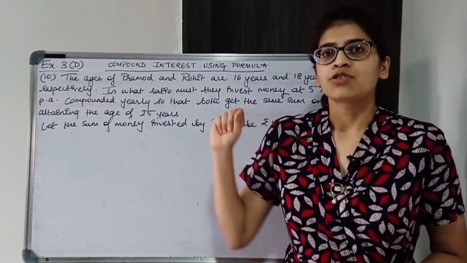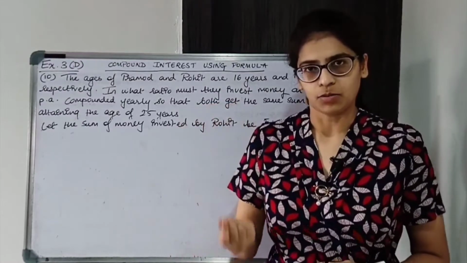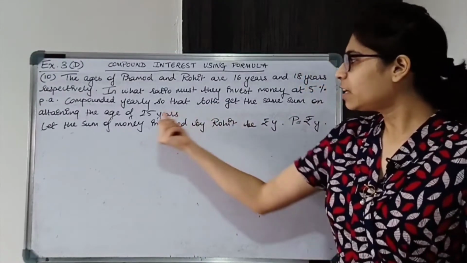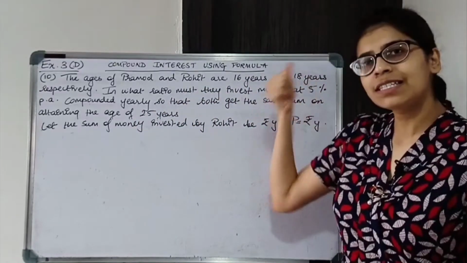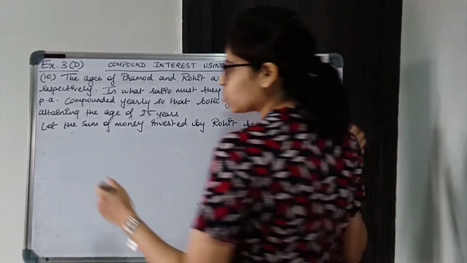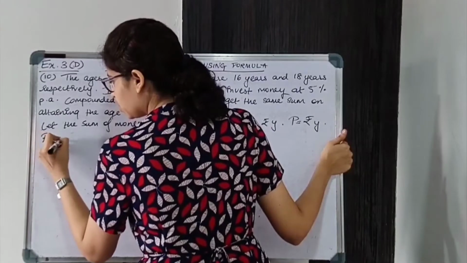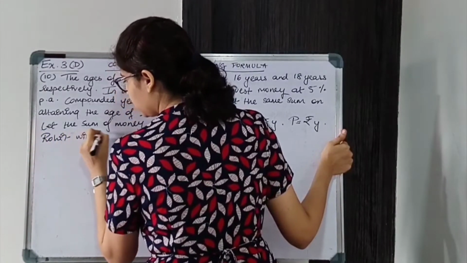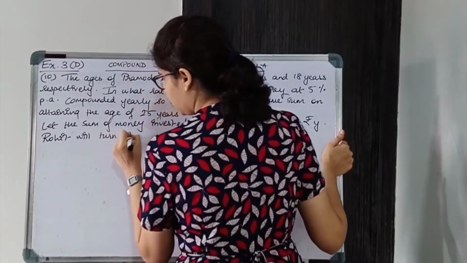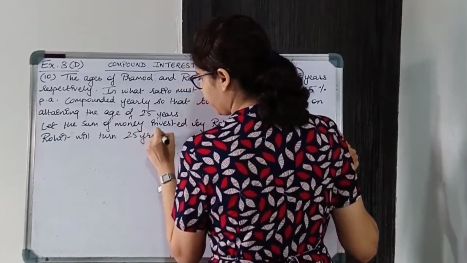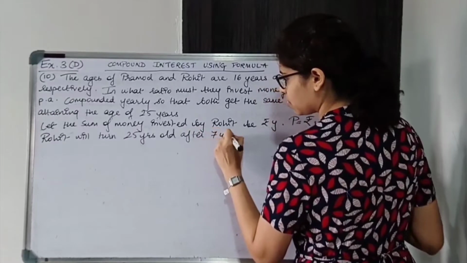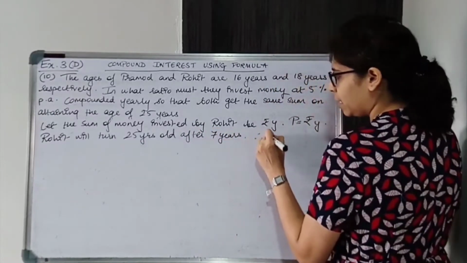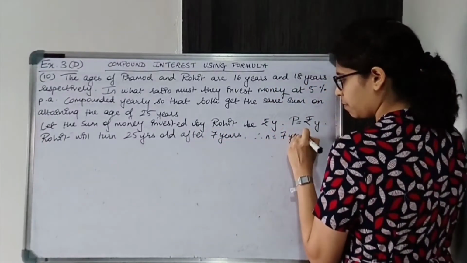Now the number of years is not directly given, so we need to write that down. Okay, so when will Rohit turn 25? He is currently 18. So 18 plus 7 will give you 25. So just write down Rohit will turn 25 years old after 7 years. So therefore N is equal to 7 years.